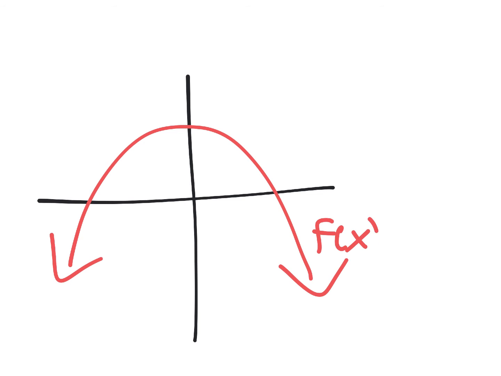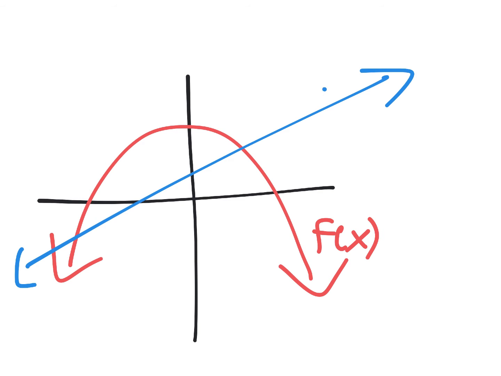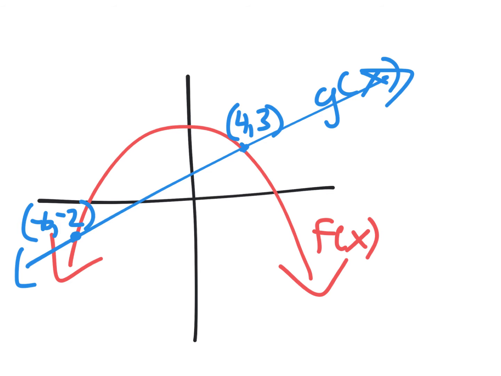All right, let's do one more. And this one, I'm just going to draw quick. You do not have to copy me. You just have to figure out the answer. That's f of x. This is g of x. This is at 4, 3. This is at -6, -2. My question is, when is f of x greater than or equal to g of x?